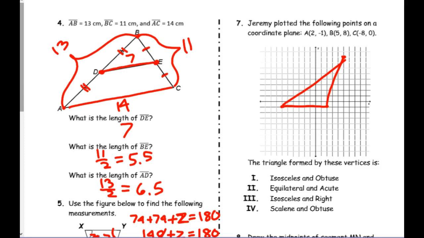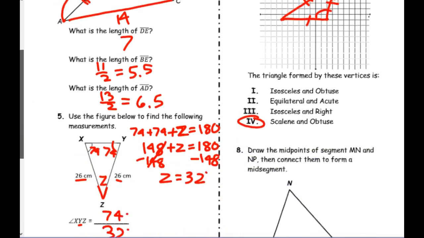Alright. Now I can tell you off the bat that each of these sides are different. And the angle right here is bigger than 90. So if all the sides are different, that's scalene. And if the angle is bigger than 90, that is obtuse. Alright.